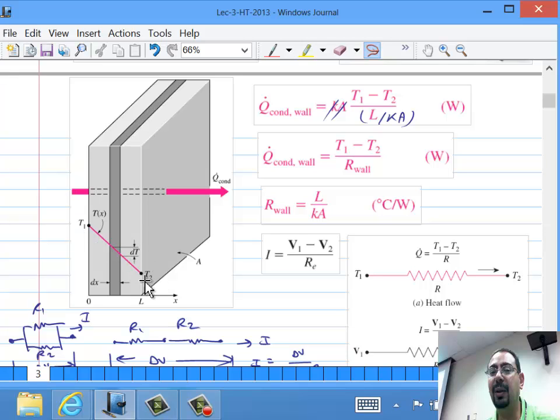So I cancel k and A here and I put them in the denominator over here. Why did I do this? Because now when you look at this Q through this wall and you say it's T1 minus T2 over something, it's really as if you are saying the current is delta V over the resistance. Here is the delta V. It's the temperature difference in our case.